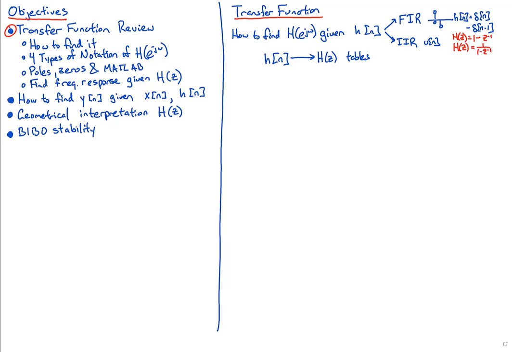And then whatever the case is, you could then convert our H(z) to our H(e^jω) just by letting z equal e^jω. And now you've got your transfer function. So that's a review of how to find your transfer function given an impulse response. How would you find it given a difference equation?